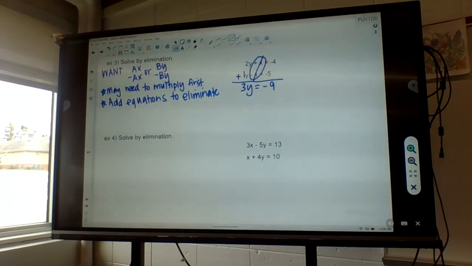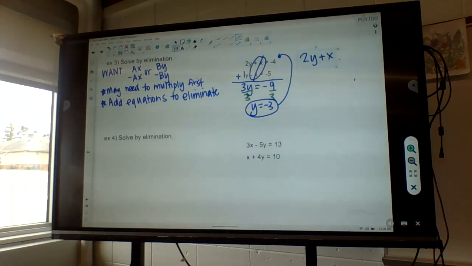So we have 3y equals negative 9. So we divide by 3. So y is going to be negative 3. Once we get to that, then finding the x shouldn't be too bad. I usually pick whichever one x is the most simple in. So the top one I prefer because x is positive. So 2y plus x equals negative 4, but it won't matter which one you put it into. You should get the same answer either way.